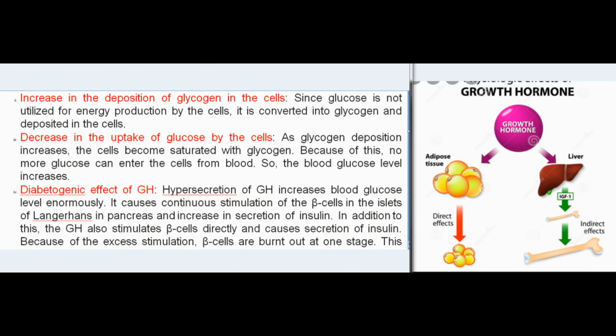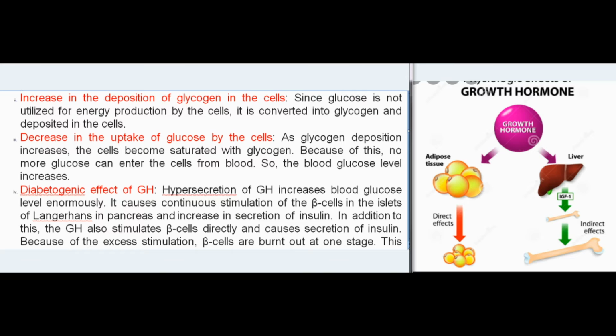Increase in the deposition of glycogen in the cells. Since glucose is not utilized for energy production by the cells, it is converted into glycogen and deposited in the cells. Decrease in the uptake of glucose by the cells. As glycogen deposition increases, the cells become saturated with glycogen. Because of this, no more glucose can enter the cells from blood. So, the blood glucose level increases.